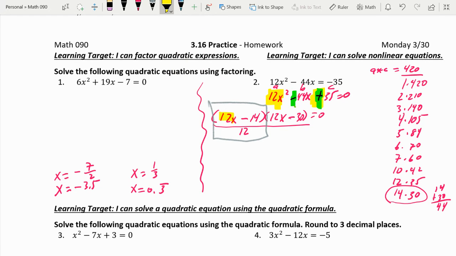12, 14, and 12. What can I divide all of those by? I can divide all of those by 2. All right. They're all divisible by 2. So 12x divided by that 2 gives me 6x. 14 divided by 2 gives me 7.